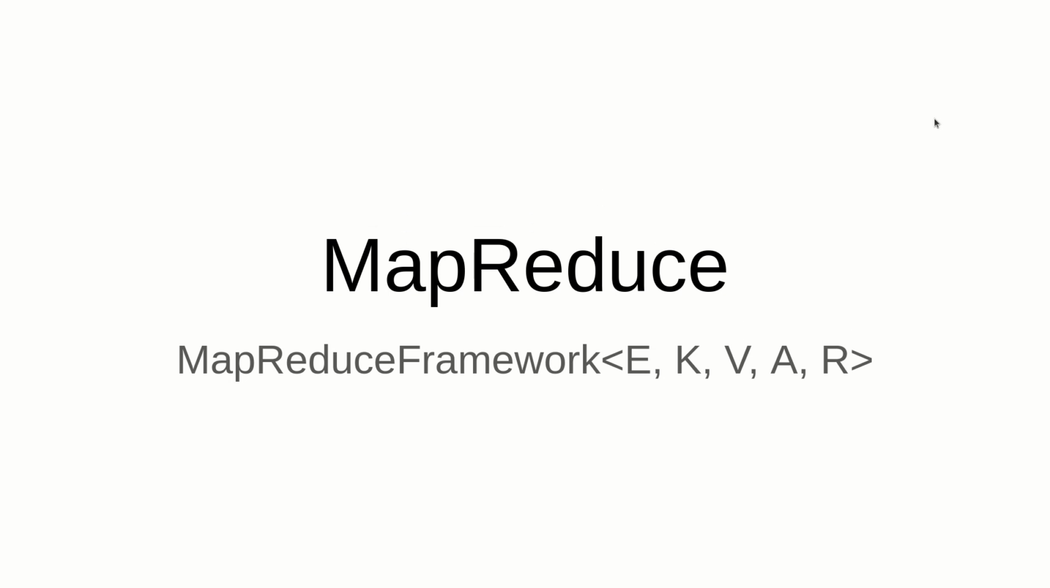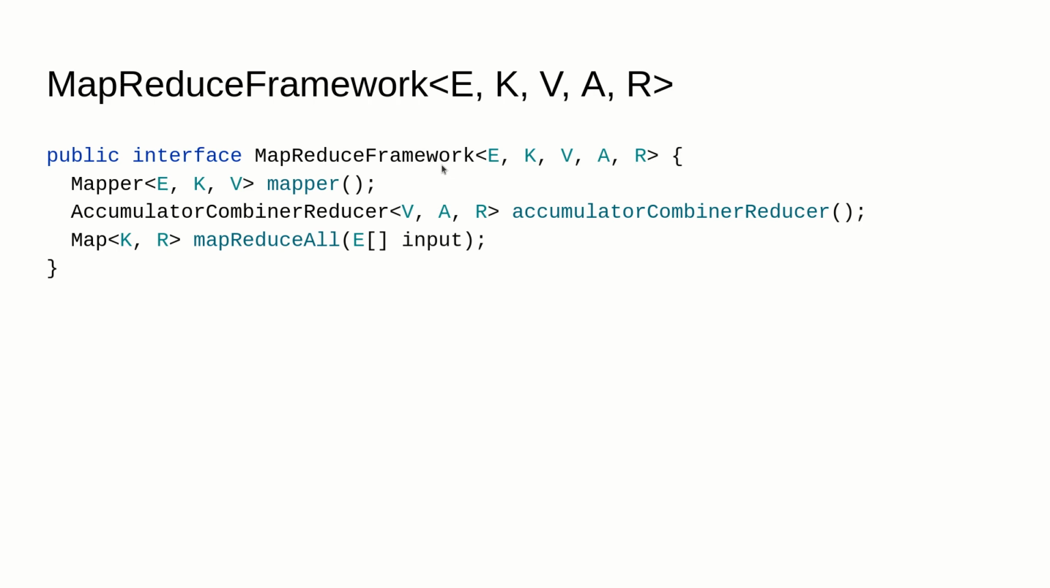Hello everybody, this is going to be a quick demo on the MapReduce framework and the different parts of it. First of all, there's an interface in your repos called MapReduceFramework. It has a rather intimidating set of generic types. MapReduceFramework is a very general tool, so it has a lot of ways to customize it. And we'll talk about each one of these in turn in a minute.